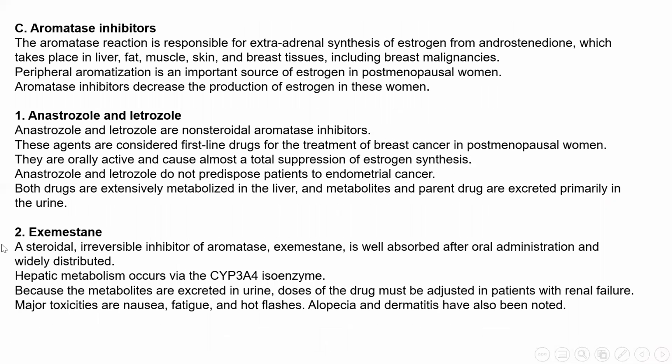Then we have aromatase inhibitors. The aromatase reaction is very important, especially in postmenopausal women, to form estrogen from androstenedione. This is called extra-adrenal synthesis of estrogen from androstenedione. This reaction mostly happens in places such as liver, fat, and muscle, and causes an increase in the level of estrogen in postmenopausal women. Peripheral aromatization is an important source of estrogen in postmenopausal women, and this point has been used to develop aromatase inhibitors in order to treat breast cancer in postmenopausal women.